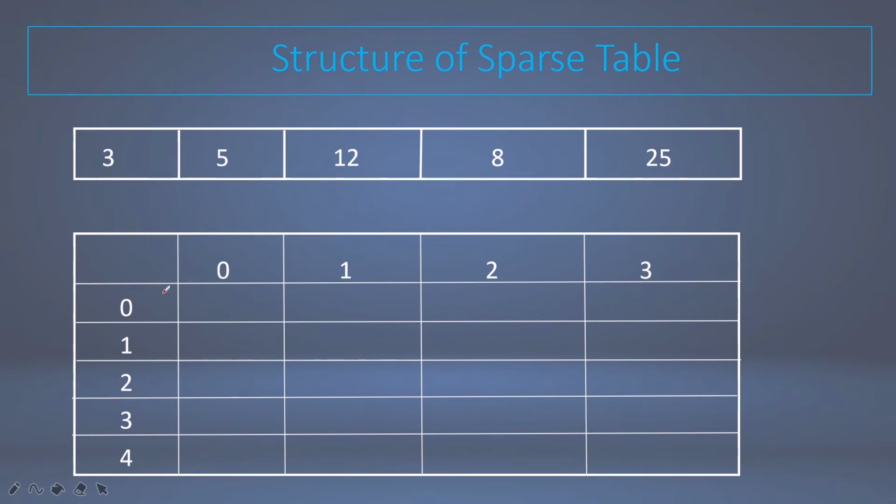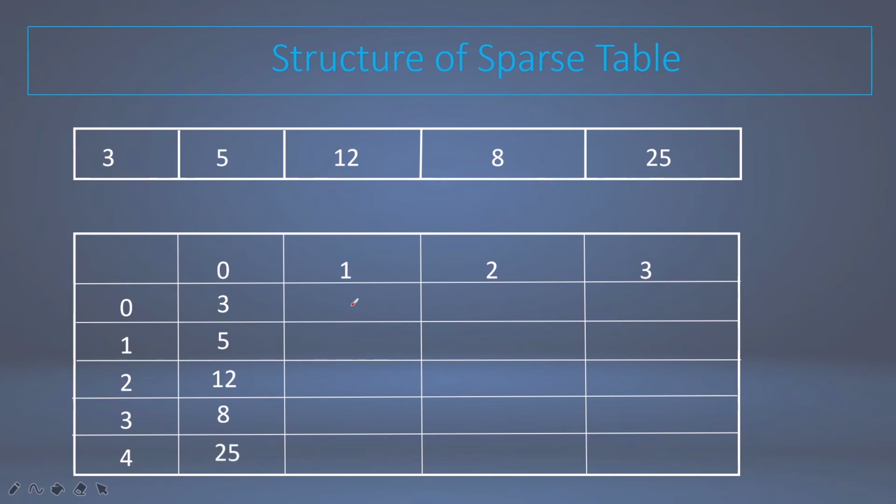So we know that the size 1 block is the element of that position of the array itself, right? So for position 0 it is 3, right? For position 1 it is 5. Then for position 2 it is 12. For position 3 it is 8. For position 4 it is 25, right?